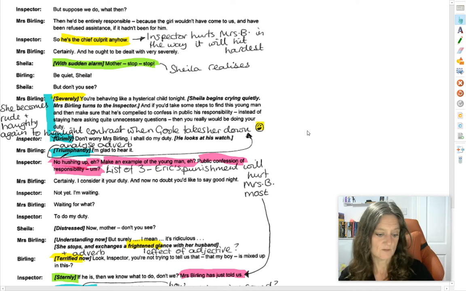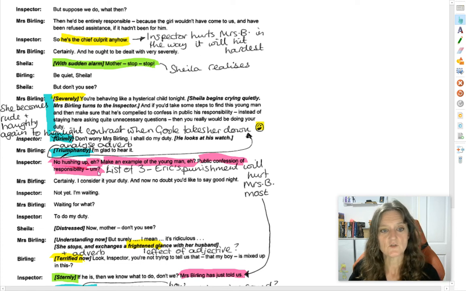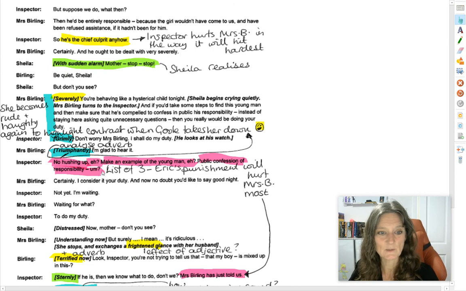The inspector, looking at his watch, is probably going, no hushing up, eh? Make an example of the young man, eh? Public confession of responsibility. And he's using what we call tag questions here. So he's really stressing that list of three, and he's summing up what Eric's punishment should be, according to Sybil Birling. No hushing up, make an example, a public confession. Mrs. Birling also previously said that the young man should be compelled to marry Eva Smith as well, didn't she?